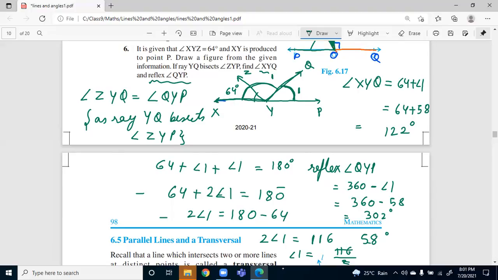और रिफ्लेक्स एंगल का फॉर्मूला मैंने बताया था 360 माइनस एंगल. So whatever is the measure of angle, if I subtract it from 360 degree, then I will be getting the reflex angle.